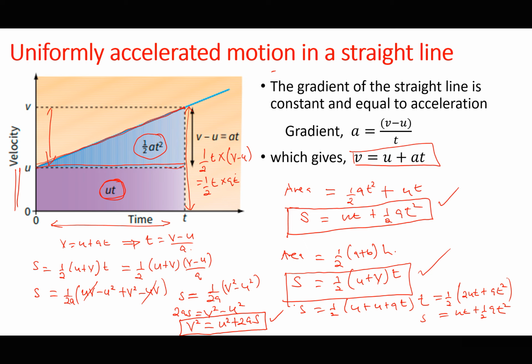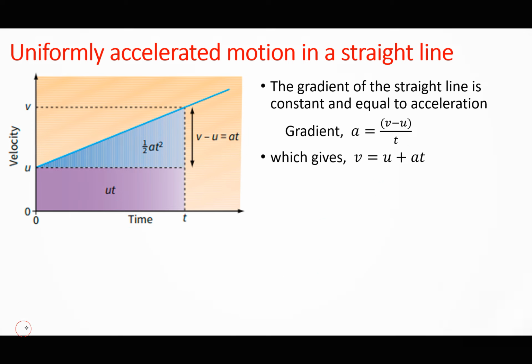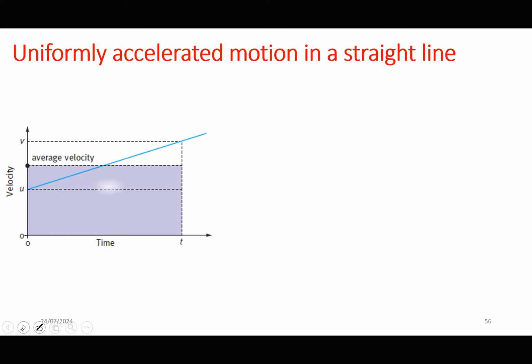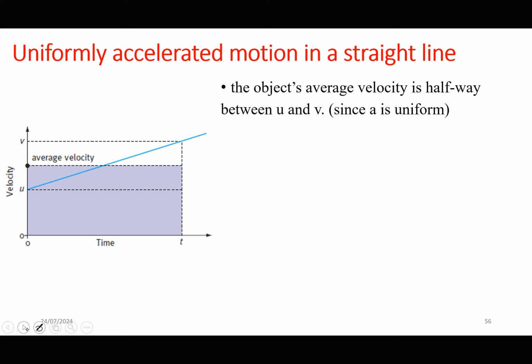Okay, there could be another way of actually obtaining this. I could show another way of obtaining this. So alternatively, we are going to consider a different situation or a different graph like this one here. Let's consider a graph like this one. So this is also a velocity time graph. And we know that the displacement is given by the area under the graph. So the object's average velocity in this case is going to be halfway between v and u.